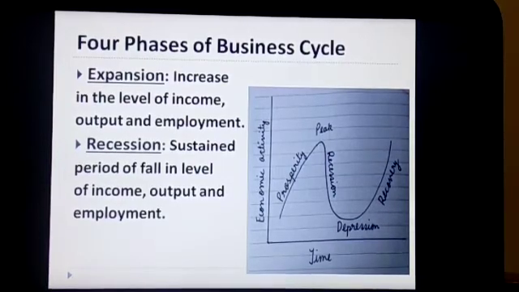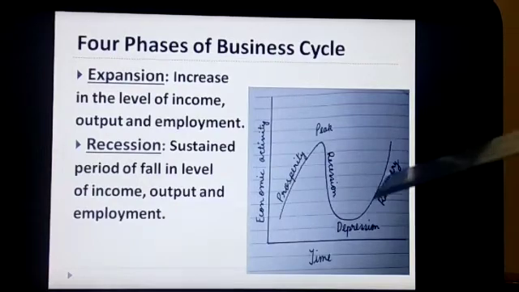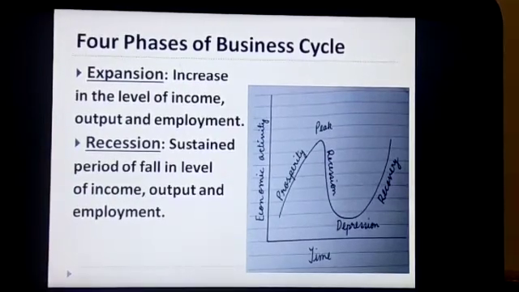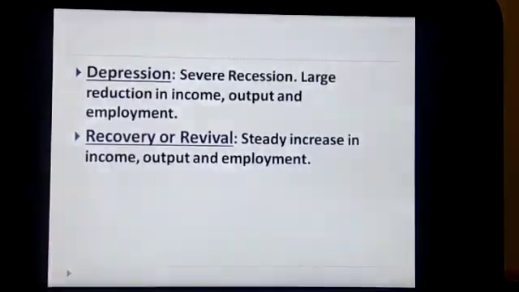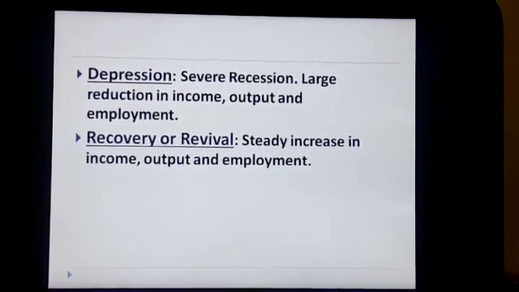The cycle goes like this: prosperity, peak, recession, depression, and recovery. Okay. Depression is severe recession, a large reduction in income, output, and employment. And finally, recovery. Recovery means the economy is recovering, slowly increasing output, income, and employment.